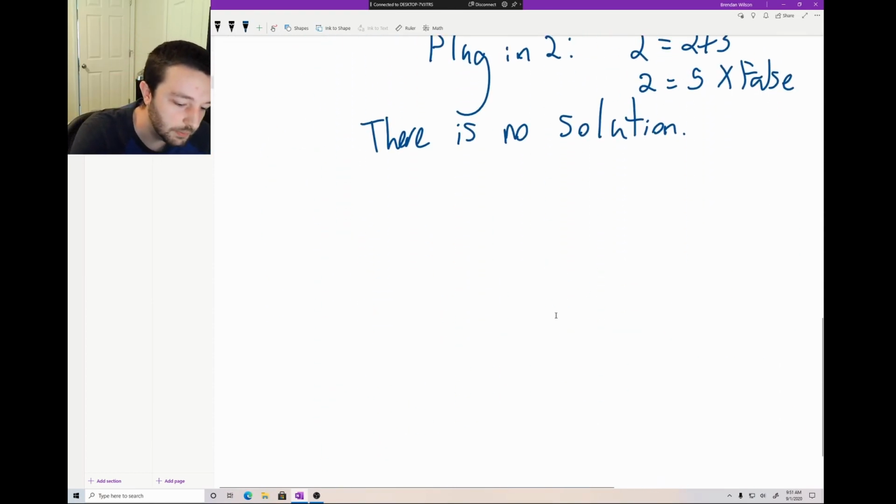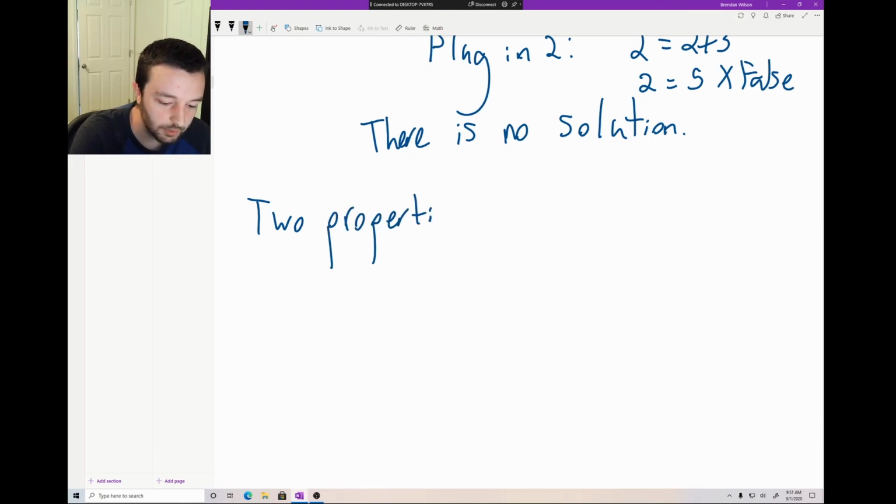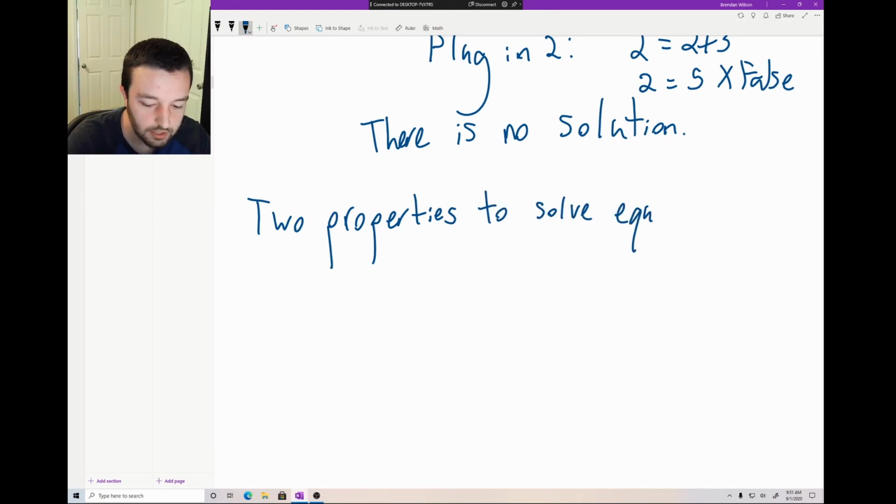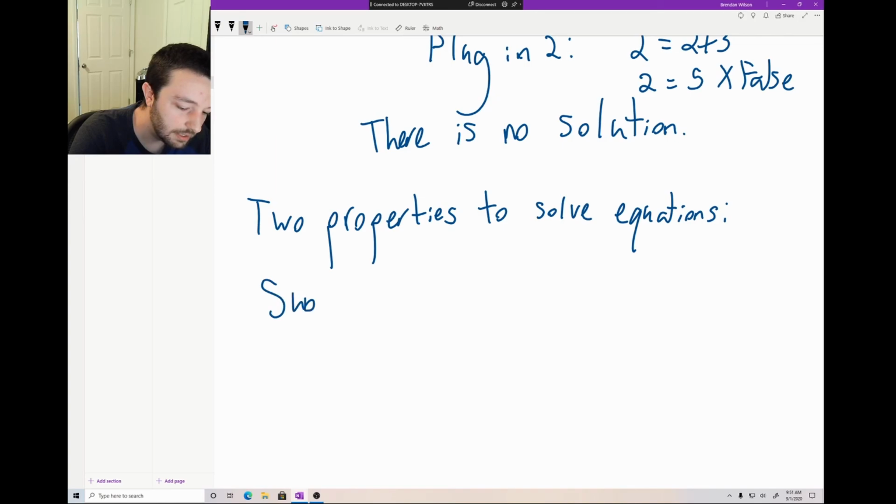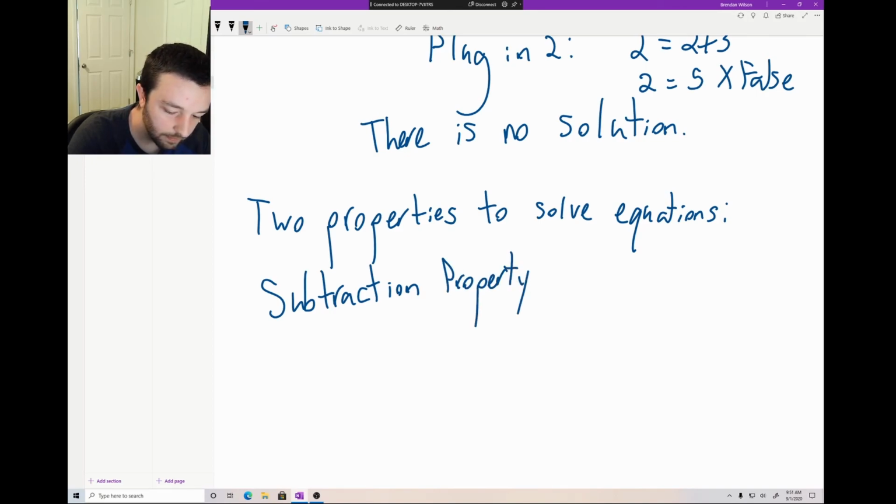Well, there's two properties we can use to solve equations. There's actually many more than this, but these are the two we're going to look at first. Okay, so there's two properties we can use to solve equations. One is the subtraction property of equality.